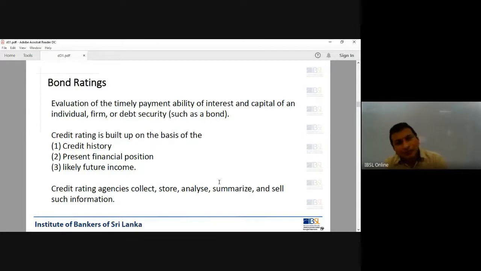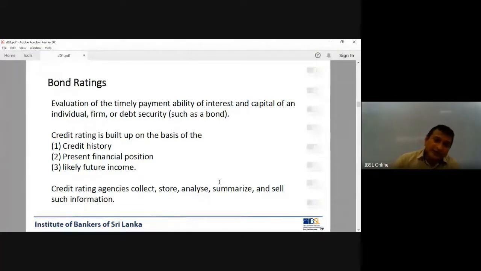When it comes to bond rating, you probably see this element being looked at by rating agencies, and these rating agencies build their rating on the basis of three aspects. One is its credit history. Then next is the present or current financial position of the issuer, the institution or individual in this case. And the third is the likely future income, so your prospects of having a reasonable return and your ability to honor your future obligations. These three aspects are very, very important elements which drive the level of rating applicable to a particular issuer or a particular issuer's issue, the debt security I was referring to here.